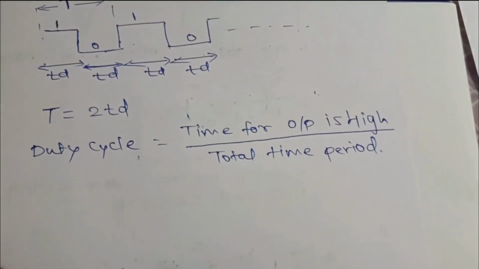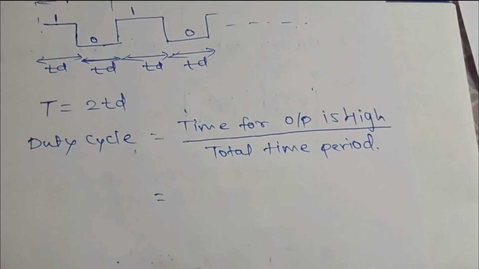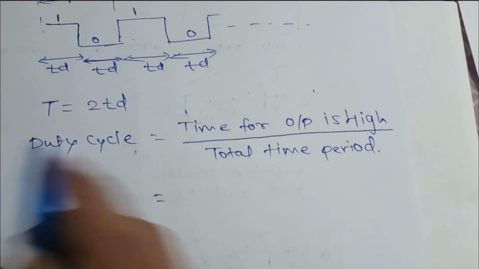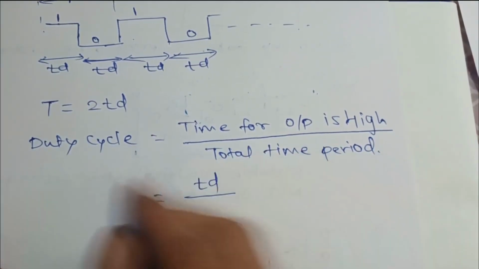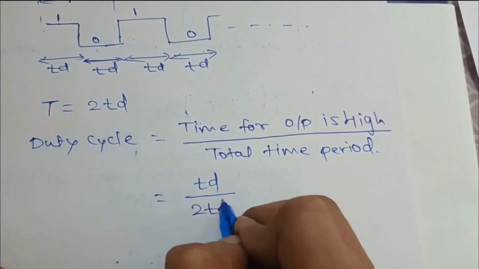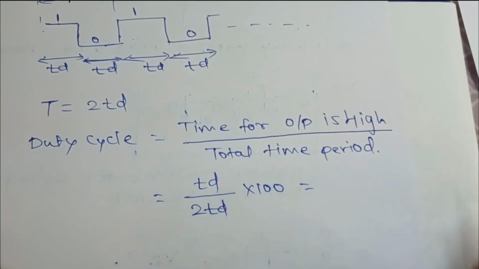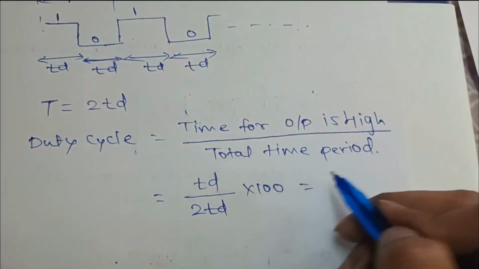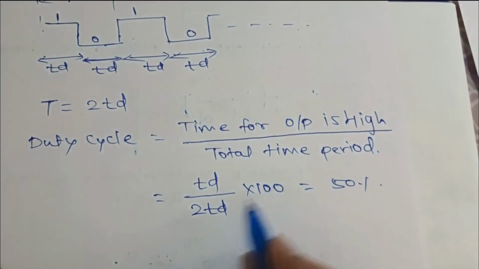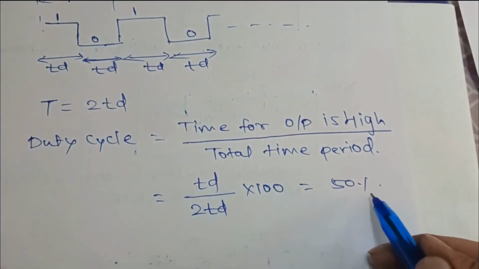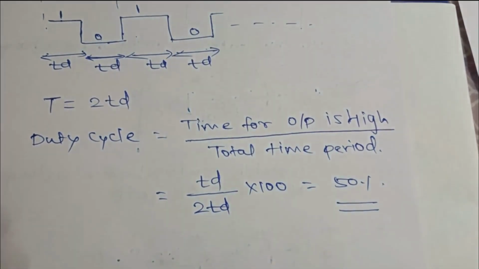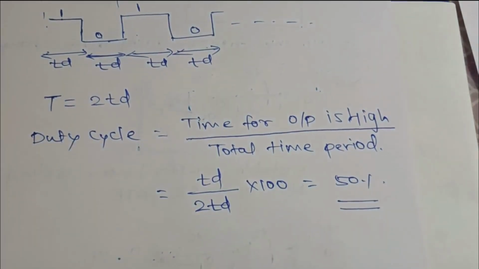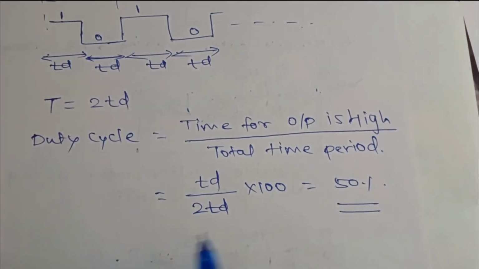So for what time interval is it giving output as 1? For TD. And what is your total time period? It is 2TD. This TD over 2TD will give you the fraction. Multiplying by 100 will give you percentage. It will give you 50%, as 100 by 2, TD will get cancelled, so 100 by 2 will be 50%. This is the duty cycle of our astable multivibrator. Here TD should be the time delay.